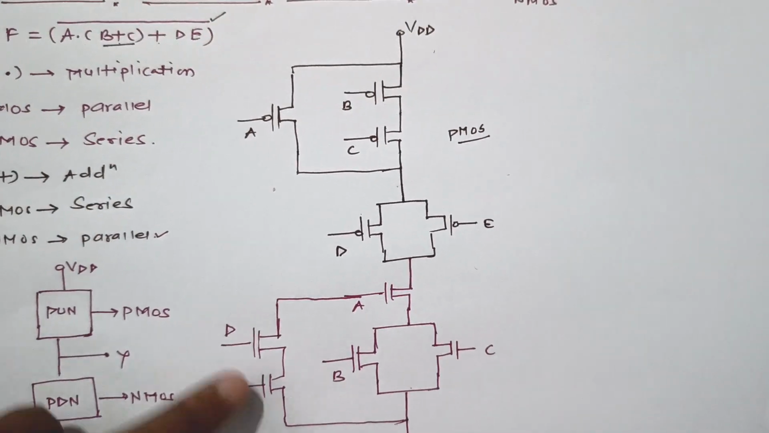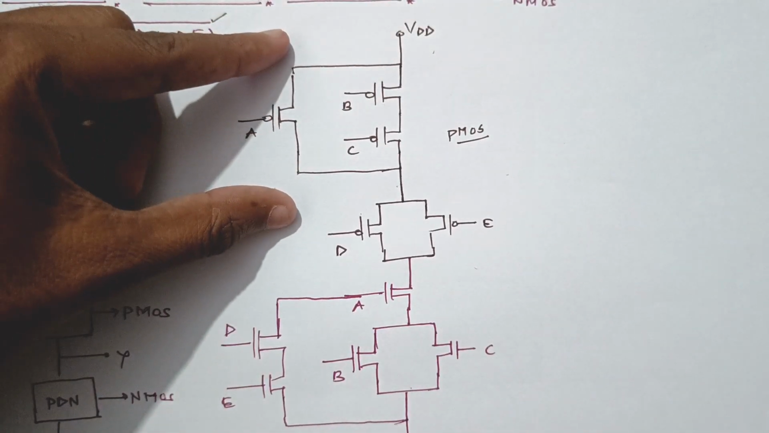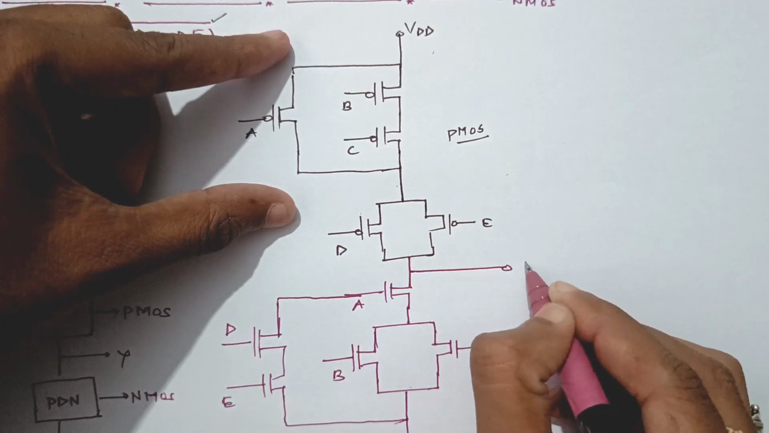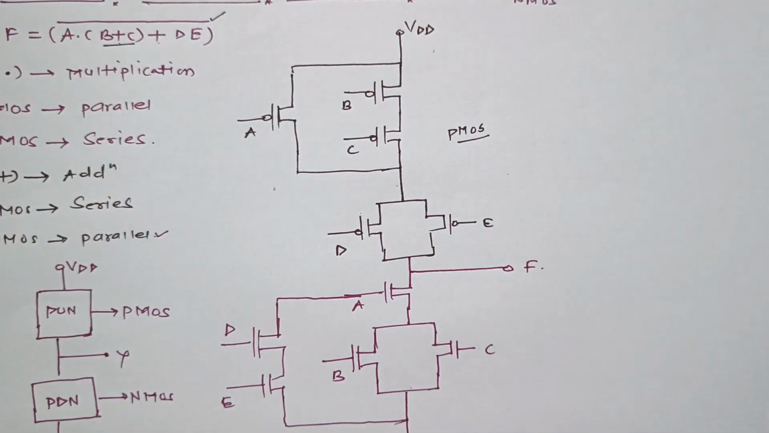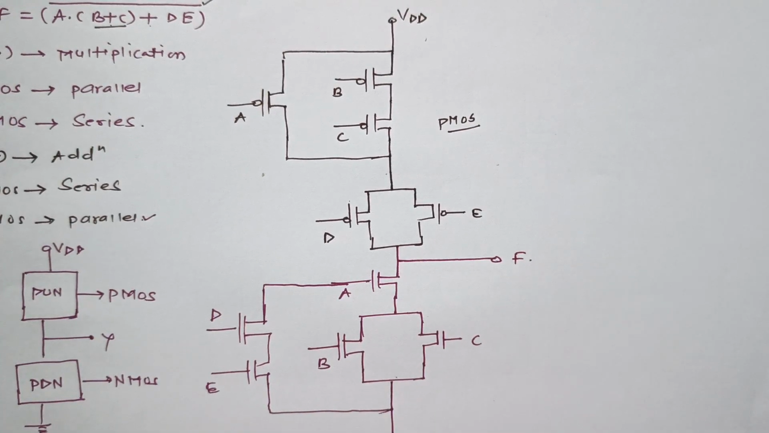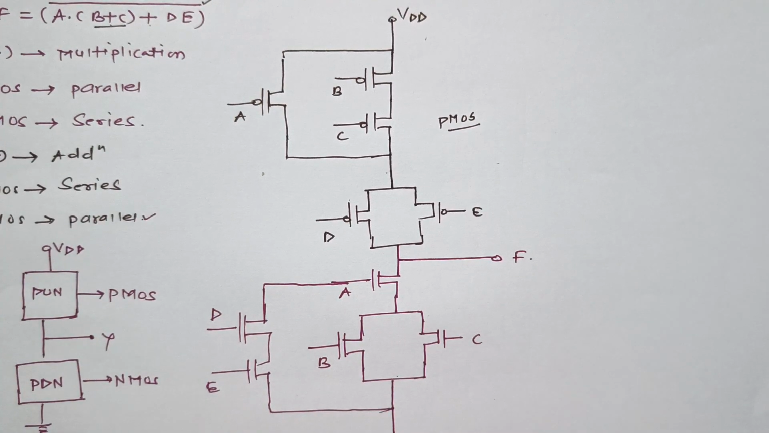Now we have to take the output. This particular part is PMOS and this is NMOS, so we'll take the output in between. This will be our function. So this becomes our implementation using CMOS. I hope you understood this. In the next video, we'll see another example so that we'll get more clarity about the implementation using CMOS. Thank you.